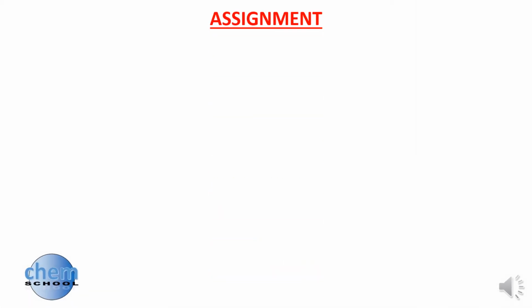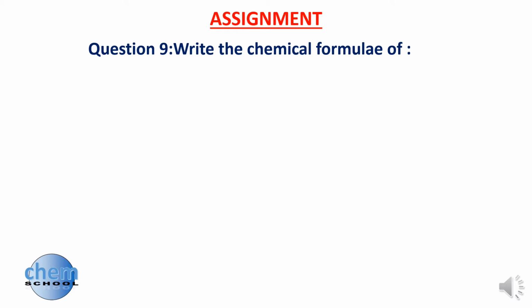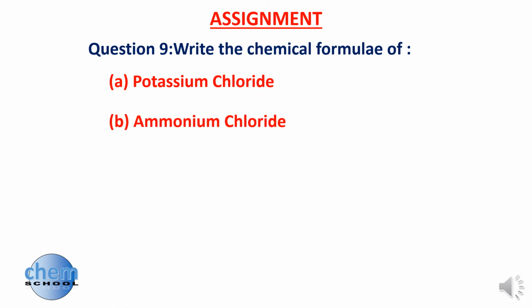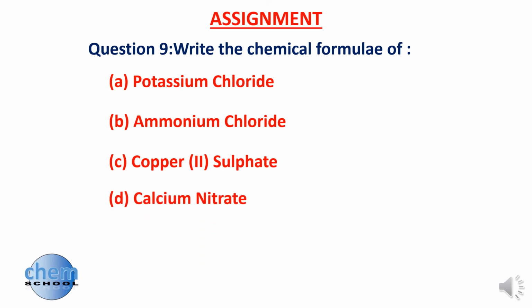From there, we can say you at least have some knowledge on how to write correct chemical formulas. Assignment. Write the chemical formula of the following compounds. A. Potassium chloride. B. Ammonium chloride. C. Copper 2 sulfate. D. Calcium nitrate. And E. Sodium sulfite.